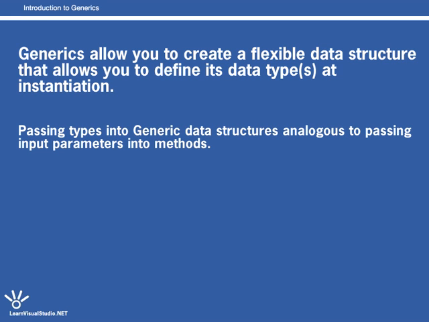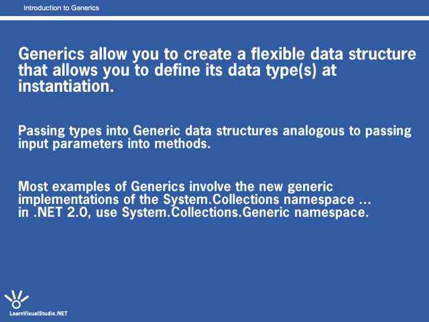So there's a sense in which generics are a lot like input parameters to methods, but instead of supplying a value, you would actually supply a data type. The examples that you'll see most often in articles and in books with reference to the usefulness of generics are with collections. In fact, in .NET 2.0, all your System.Collections classes, the array list, the dictionary, and so on, have generic implementations in the new .NET 2.0 namespace, System.Collections.Generic.